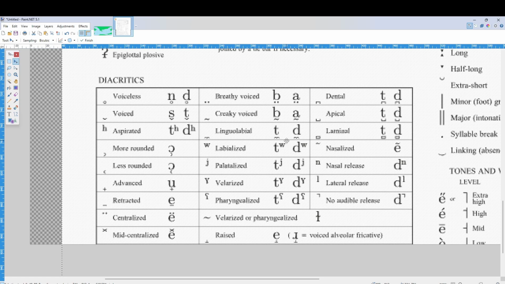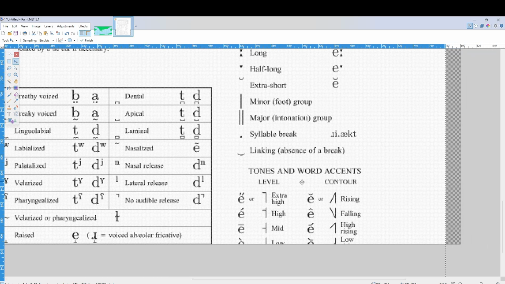I can't do velarized and pharyngealized. I just can't. And that's about all there is. Then we also have tones. Tones basically just means how you pronounce a sound. Like a high tone, a low tone.